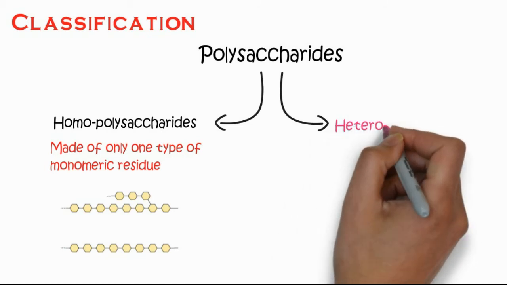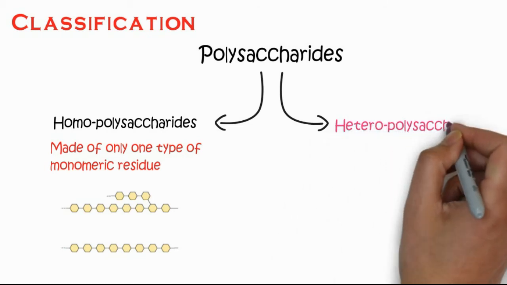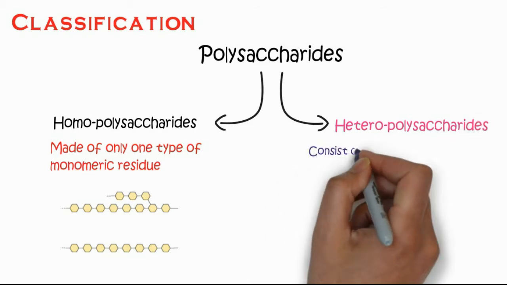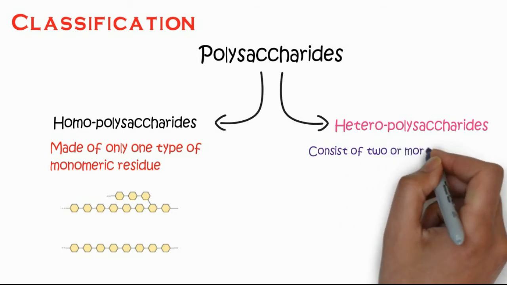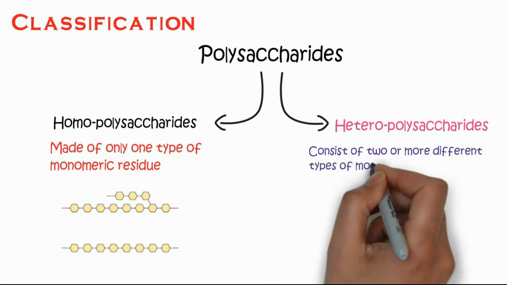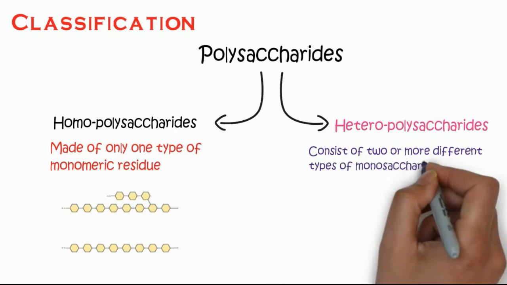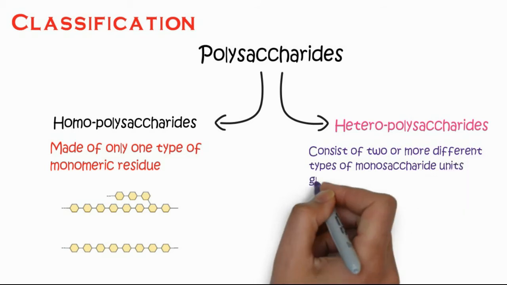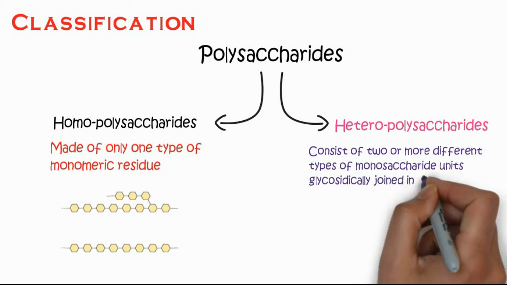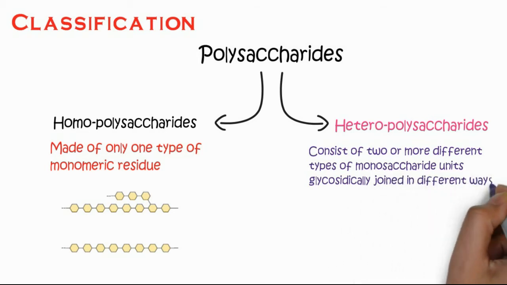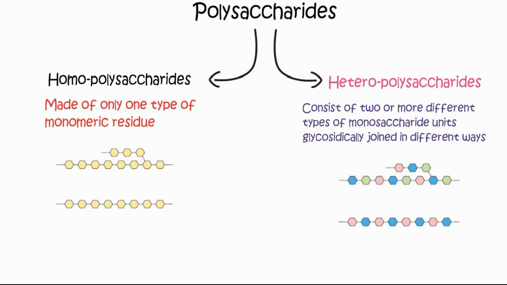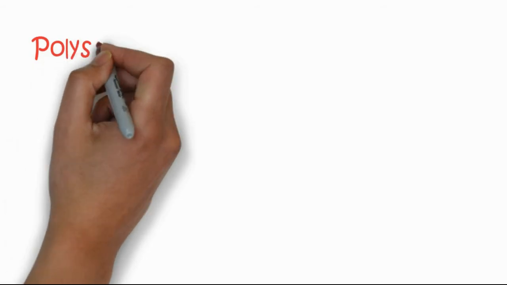And the second class of polysaccharide is heteropolysaccharide. A heteropolysaccharide consists of two or more different types of monosaccharide units which are glycosidically joined in different ways, like 1 to 4. In one case you can see here the different shapes.